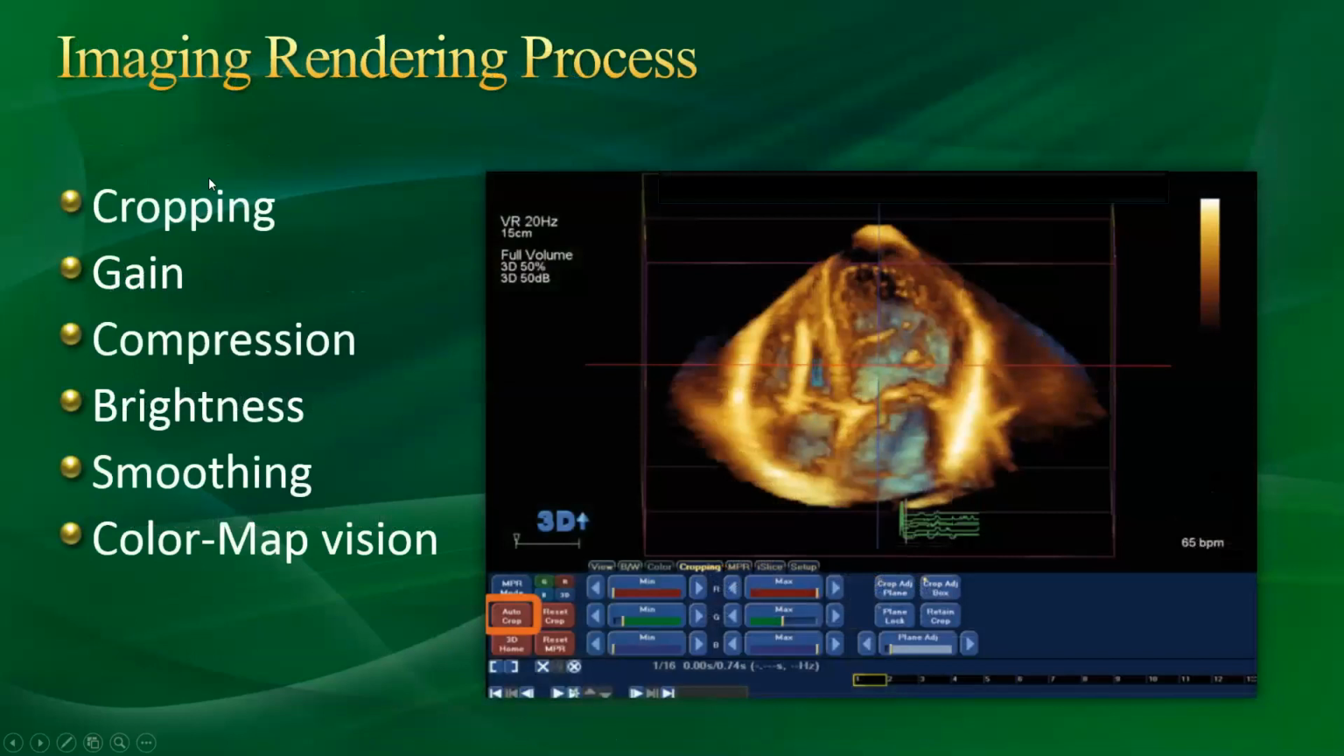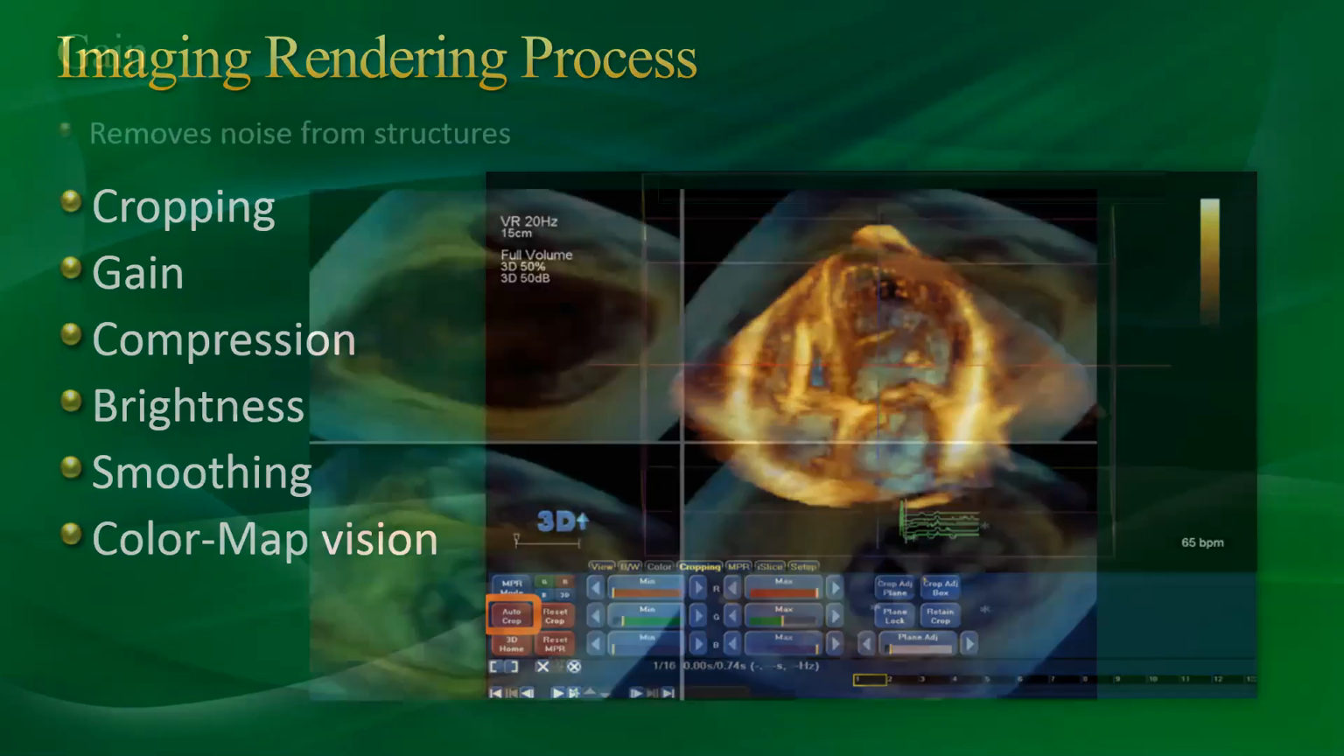Now, after you acquire your image, you have the raw data set. You start the post-processing and use your multi-planar reconstruction. Depends on the vendor. Right now, most of them have an automated way, but we go over a few things, the cropping, and this is basically how you crop through the data set. You go anterior to posterior, medial to lateral, or superior to inferior. You adjust your gain. They'll talk about the compression, the brightness, smoothness, and color map vision.